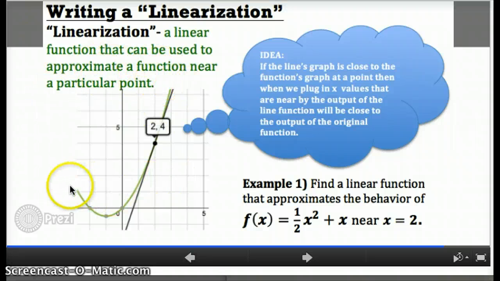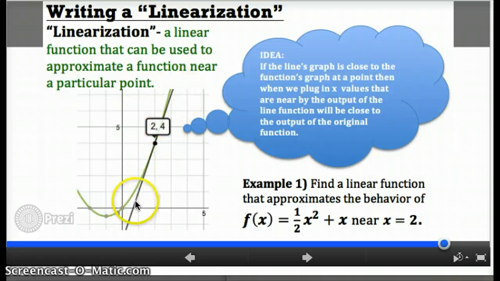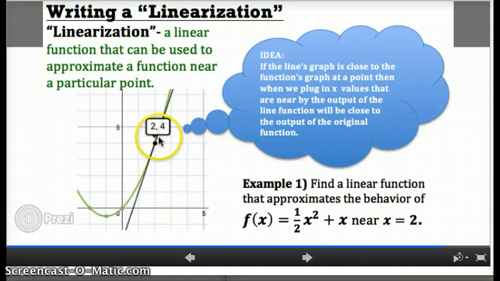Look at this graph. We've got a curved parabola in green, and we've got a tangent line at the point 2, 4. What you notice about the tangent line is that it's a linear function. And when I'm really close to the green line, the linear function looks like it's basically the same thing as the curved function. This black line is the linearization.